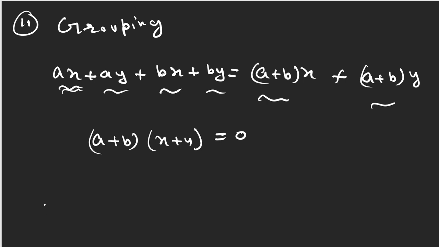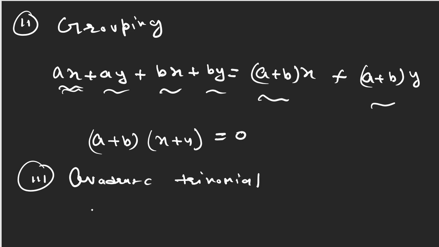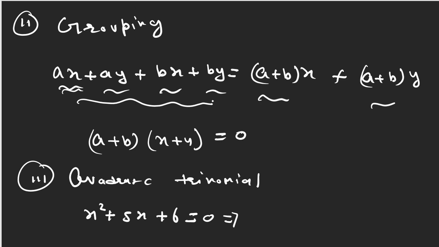Then there are some more types, like quadratic trinomial. Suppose that we have x square plus 5x plus 6 equal to 0. Here you can see we don't have 4 terms to take grouping. We need at least 4 terms or 6 terms or 2 terms. Here we have 3 terms, so we have to break one of the terms in two parts.